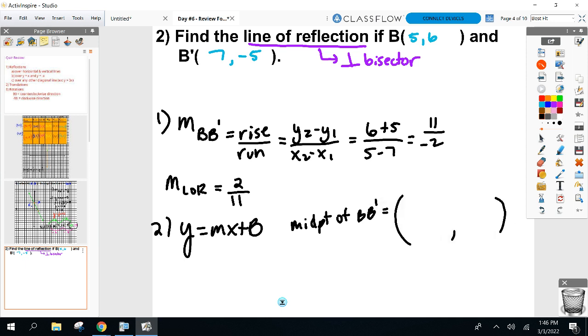Oh boy, midpoint formula. Add your x's, divide by 2, add your y's. Go ahead. Oh, gotta have fractions still. Good thing we got calculators. This will be a point on the line of reflection I can plug in. 6 and 1/2. 12 divided by 2, 1 divided by 2. All right, let's finish this up.